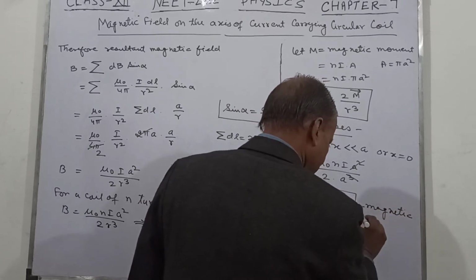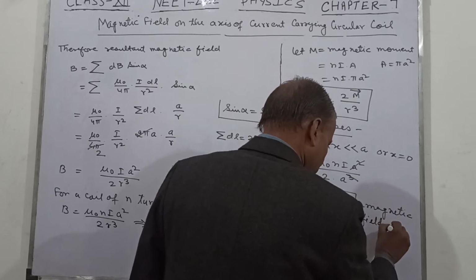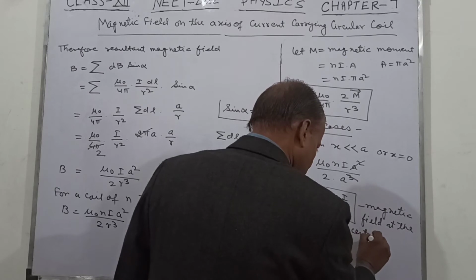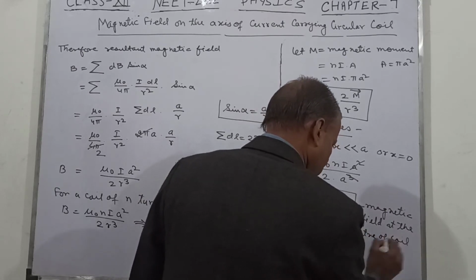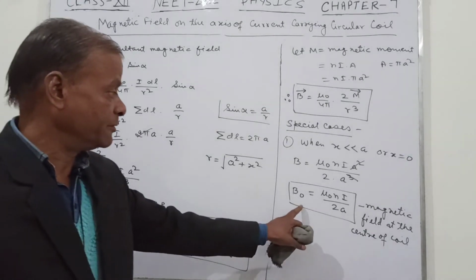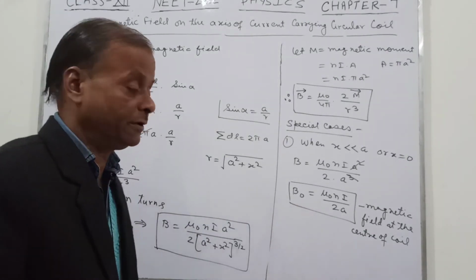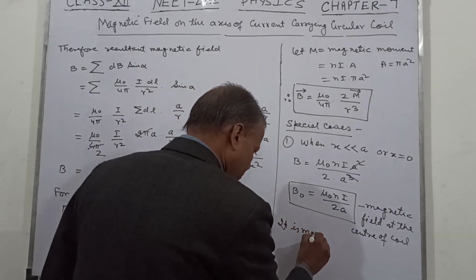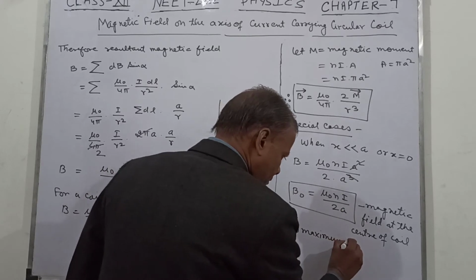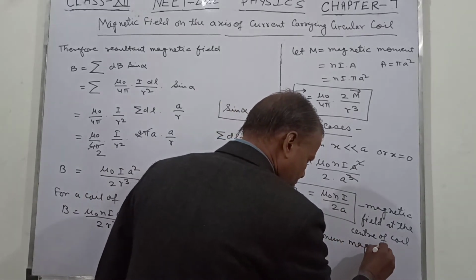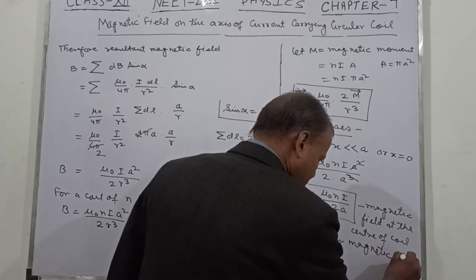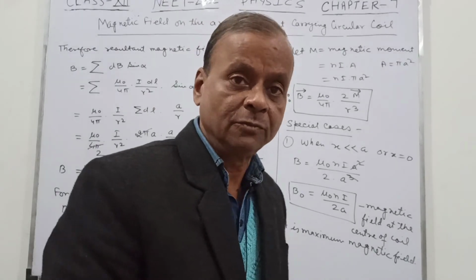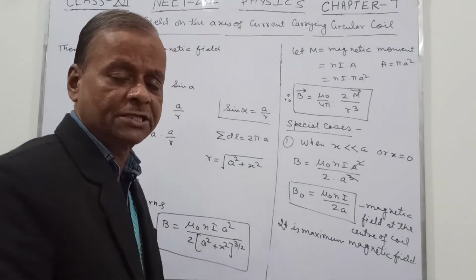Magnetic field at the center of the coil. So this is denoted by B naught. This is the maximum magnetic field. So it means that at the center of the coil the magnetic field is maximum. So we can also write it as B maximum or this B naught.